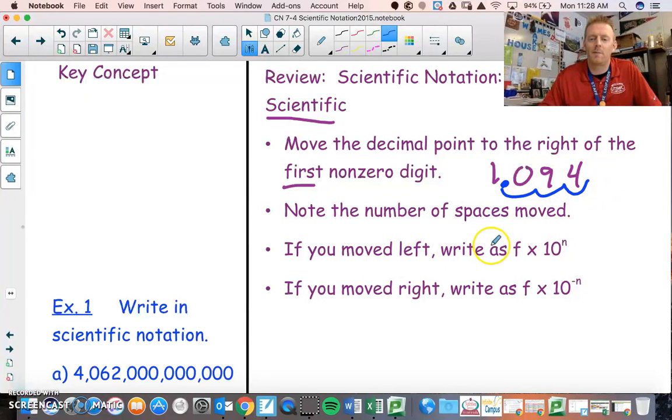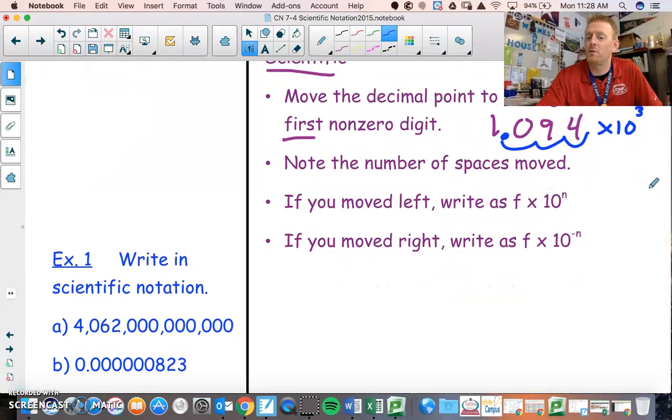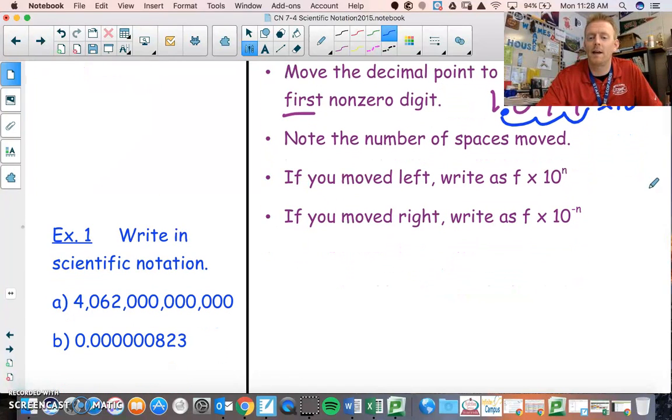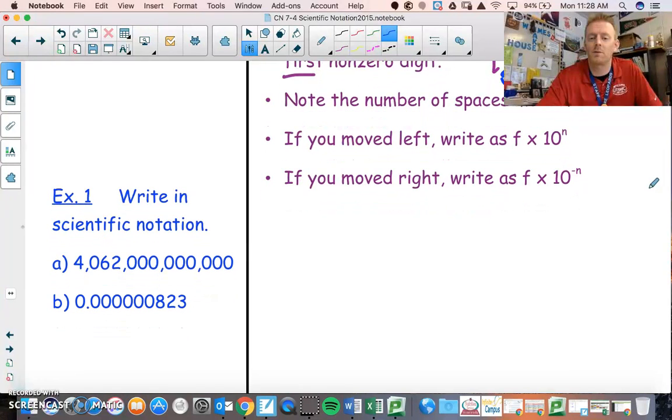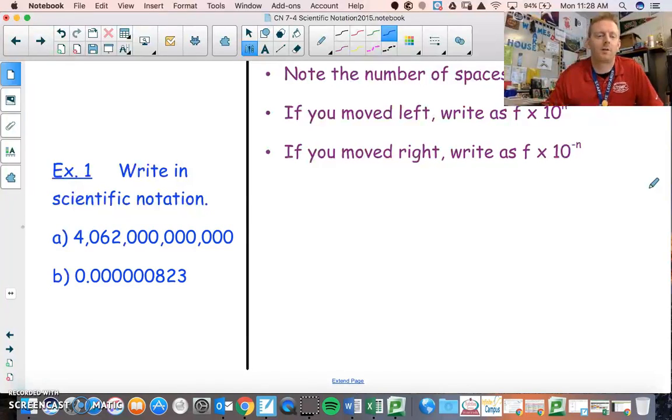So that would give me 1.094 times 10 to the 3. The 3 tells me what my exponent is. And if you move to the left, it is positive. If you move to the right, it would be a negative exponent. So those are ideas that we should have from years past, but we're going to practice them really quickly here.